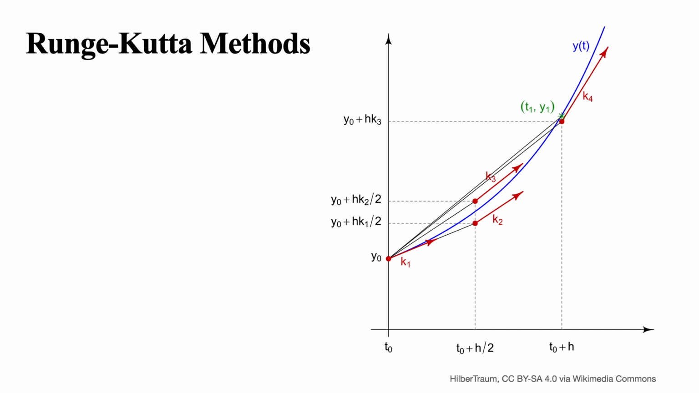Now, contemporary solvers use higher order methods which provide much better accuracy, because they make multiple evaluations of the function at intermediate steps to get a better estimate of those gradients. In this case, we have a fourth order Runge-Kutta method, which is using 4 evaluations of the function to make the ultimate estimate of y1.